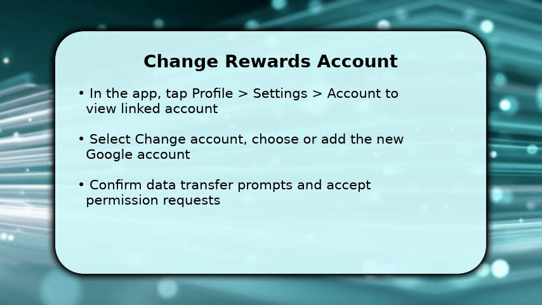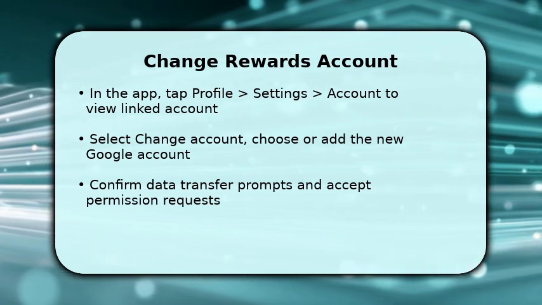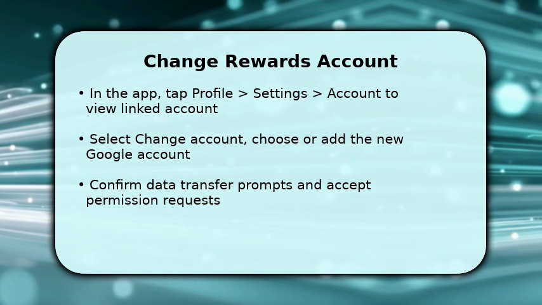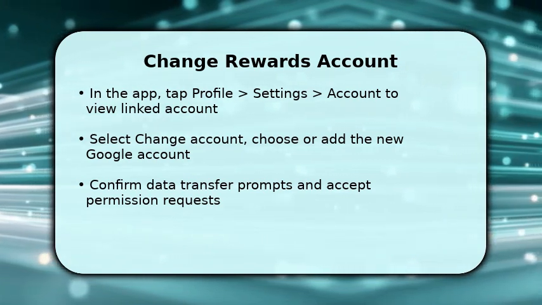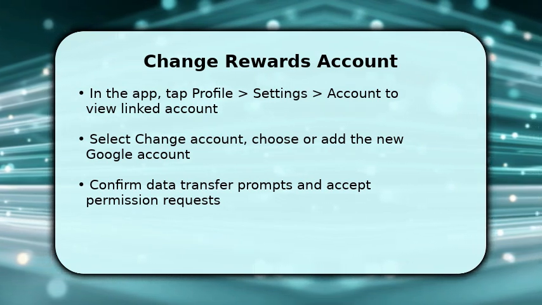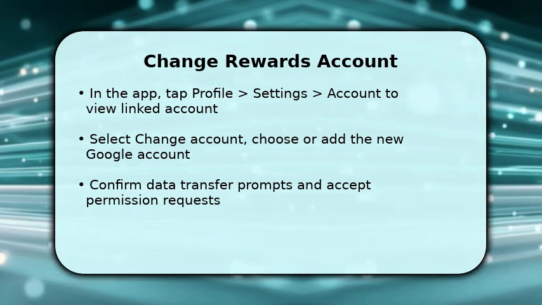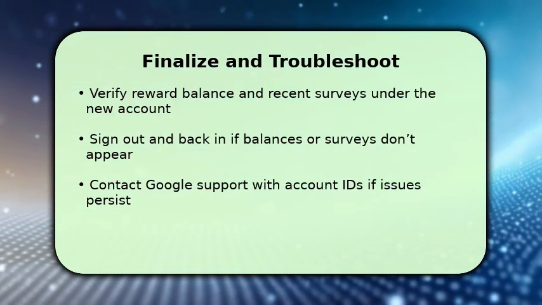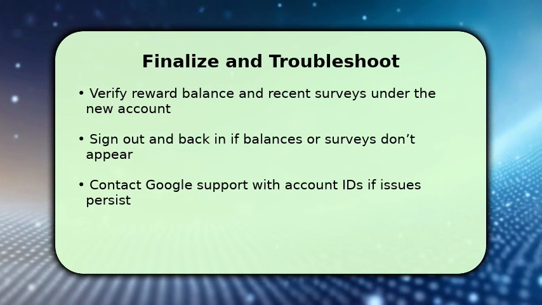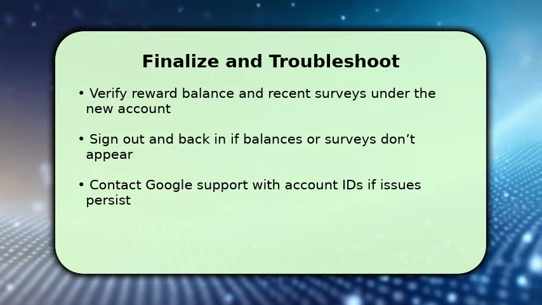You must confirm transfer prompts so surveys and balance migrate properly. Read them and accept. After switching, sync immediately so pending rewards appear. This middle stage is about accurate selection and permission confirmation to keep your balance intact. Finish by verifying your reward balance and recent survey history under the newly linked account so you confirm everything moved.